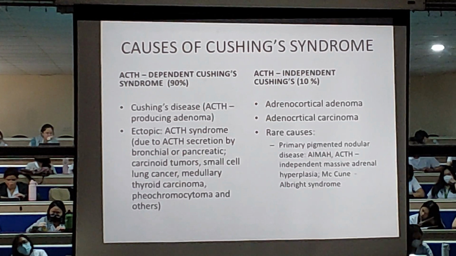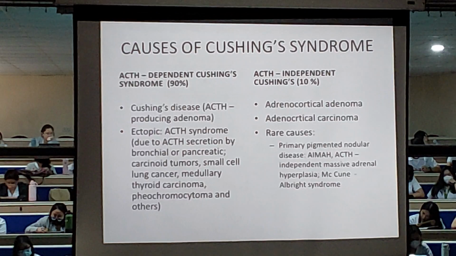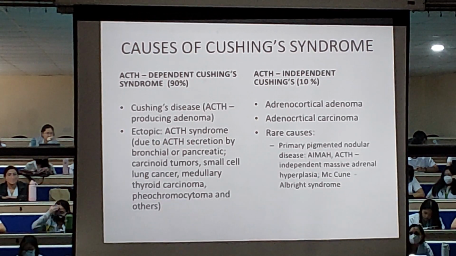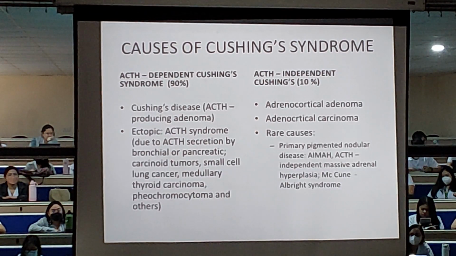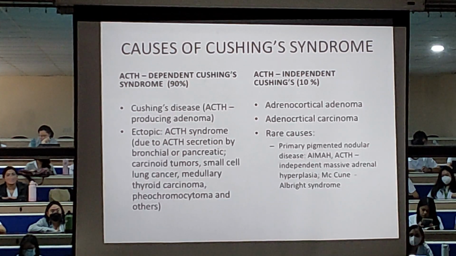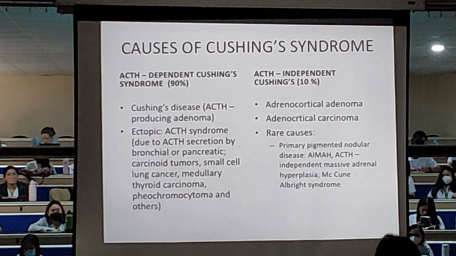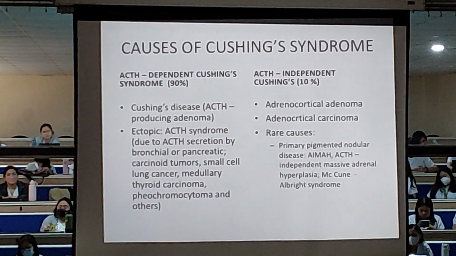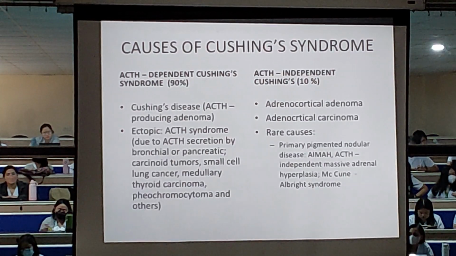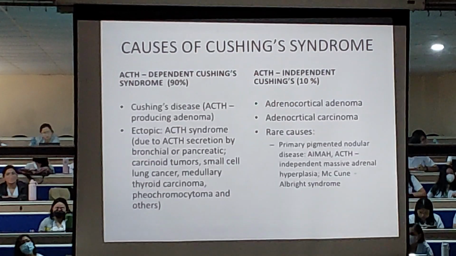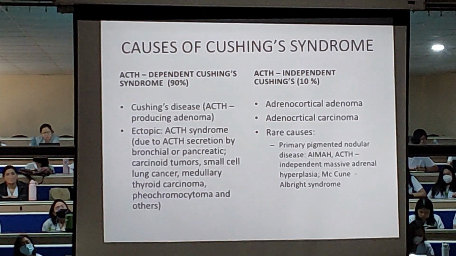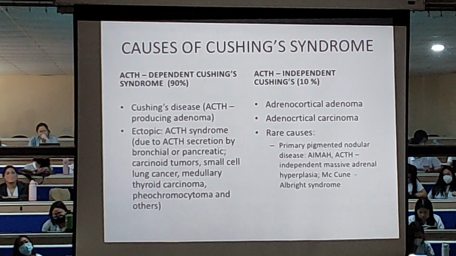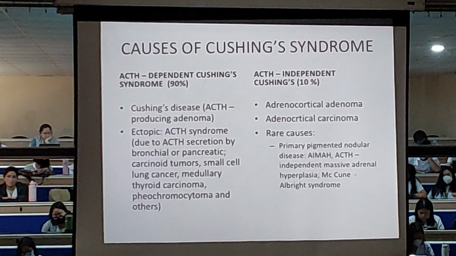It can be ACTH-dependent or ACTH-independent. ACTH-dependent Cushing syndrome accounts for about 90% of cases, and ACTH-independent Cushing's accounts for about 10% of cases. ACTH-dependent Cushing's can be due to Cushing's disease, or to ectopic ACTH syndrome due to ACTH secretion by bronchial, pancreatic, carcinoid tumors, small cell carcinoma, medullary thyroid carcinoma, pheochromocytoma, and others. So it can be ectopic, or it can be Cushing's disease from an ACTH-producing pituitary adenoma. The most common is Cushing's disease from an ACTH-producing adenoma. Again, ACTH-dependent Cushing's accounts for about 90%, while ACTH-independent accounts for only about 10% of cases.